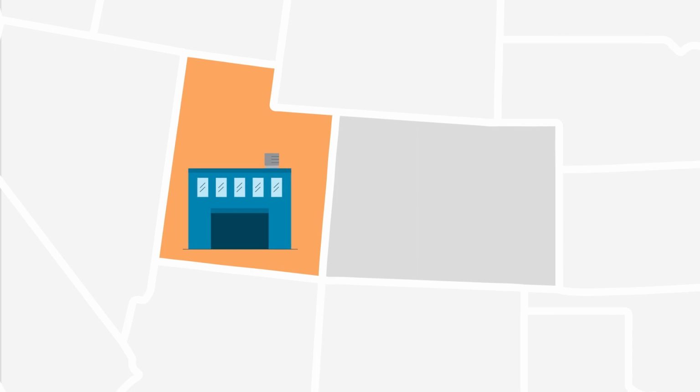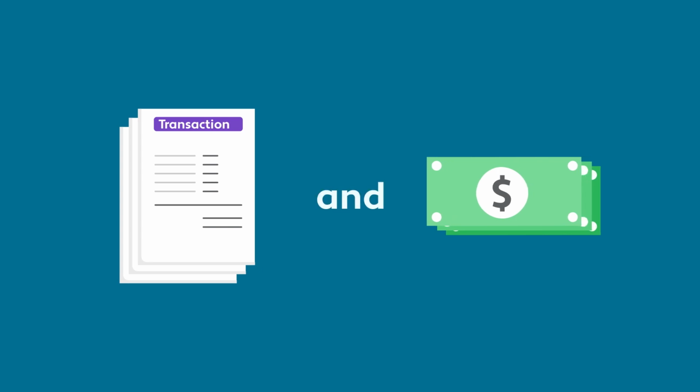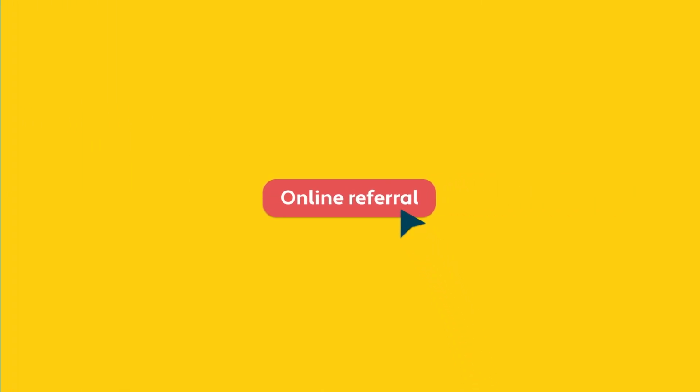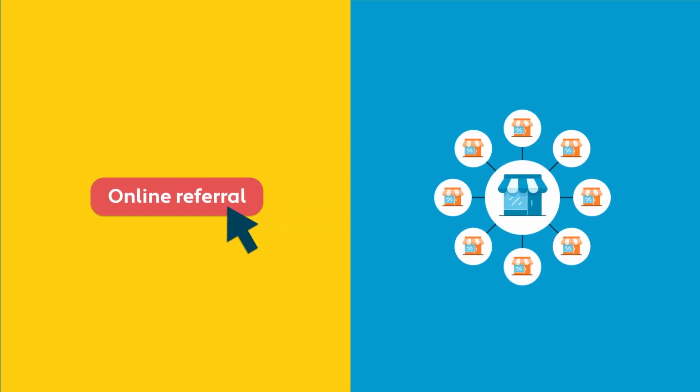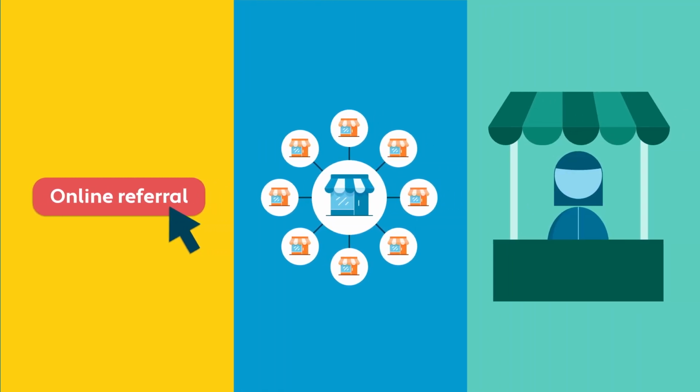Two common ways to meet nexus requirements are if you have a physical presence in a state, such as a store, employee, or warehouse, or if you cross an economic threshold in the state. Economic thresholds could be a certain number of transactions, the total sales volume, or both. Other types of nexus include click-through nexus, affiliate nexus, trade show nexus, and more.